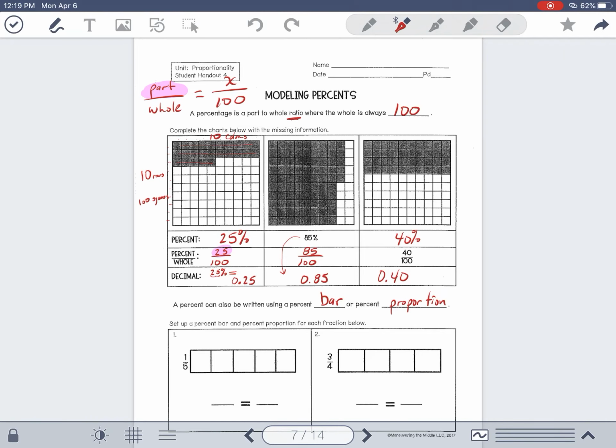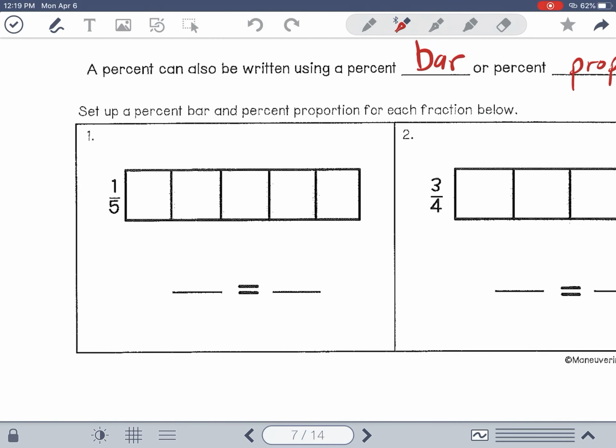Actually, let's go ahead and do this one real fast. We'll do the first one and set up the bar. It tells me that 1 of 5 are shaded in. So 1 of 5 means 1 over 5, because this is the part and the whole. That would be our percent over 100.